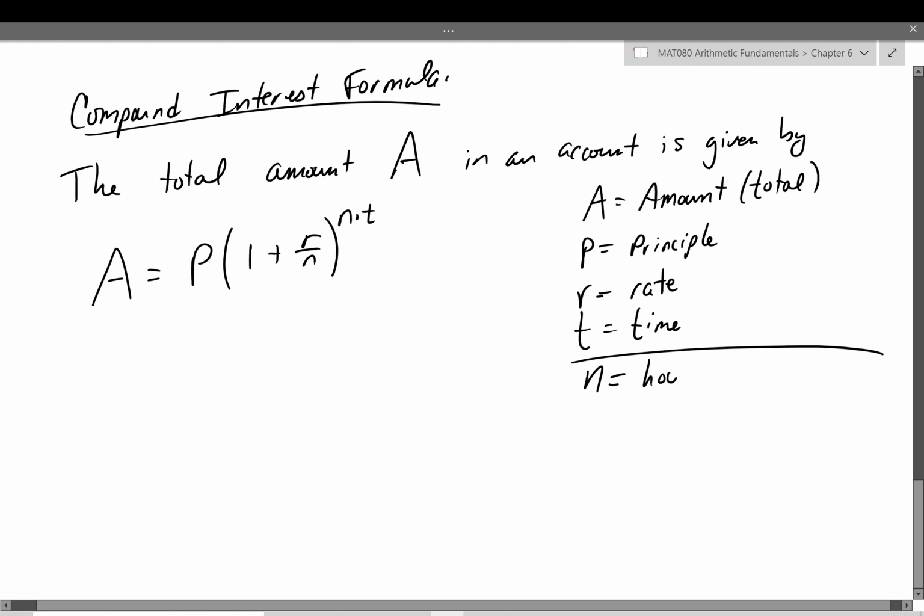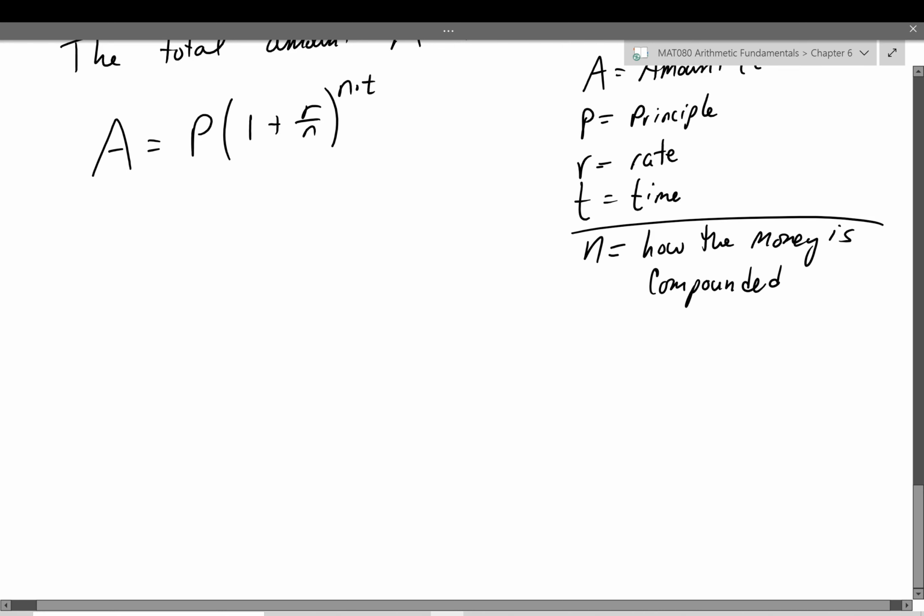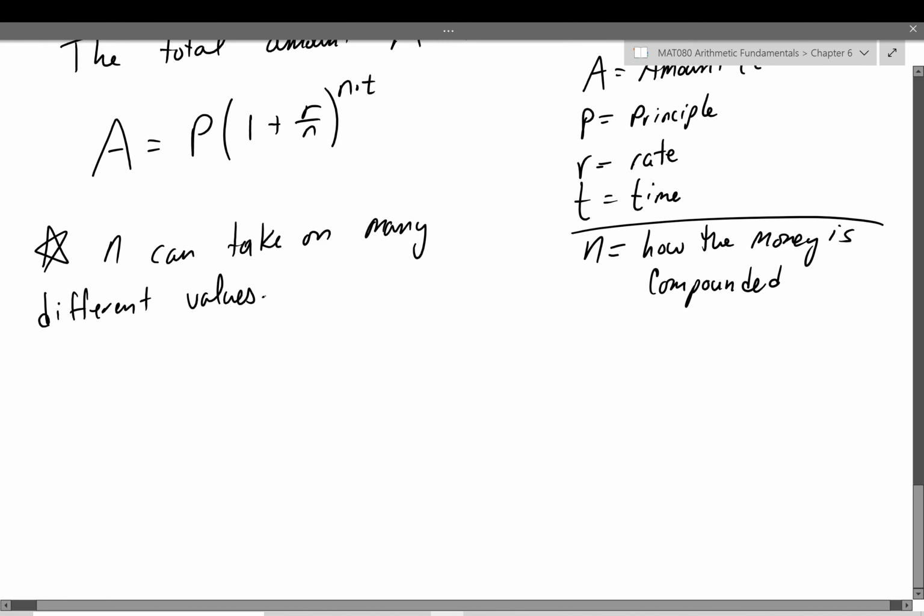N is how the money is compounded, okay? It's how the money is compounded, all right? Now, N can take on many different values. So let me put a star here. N can take on many different values. So for example, I'm going to put a little N here.